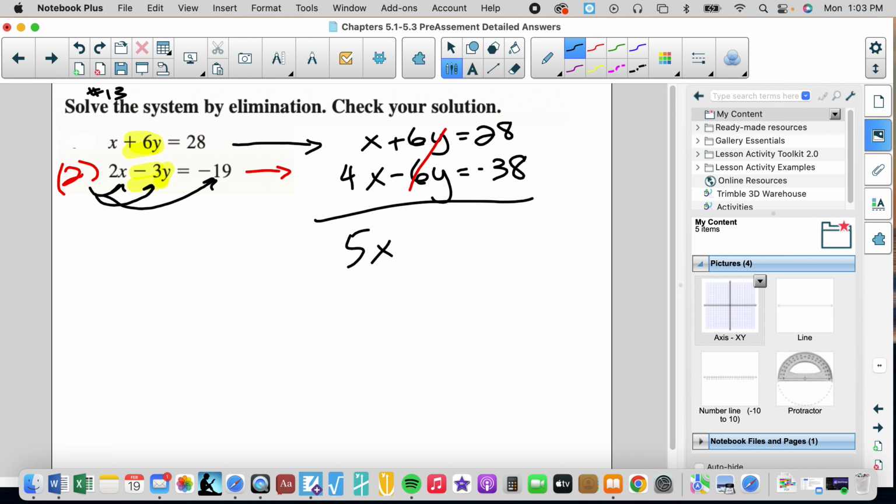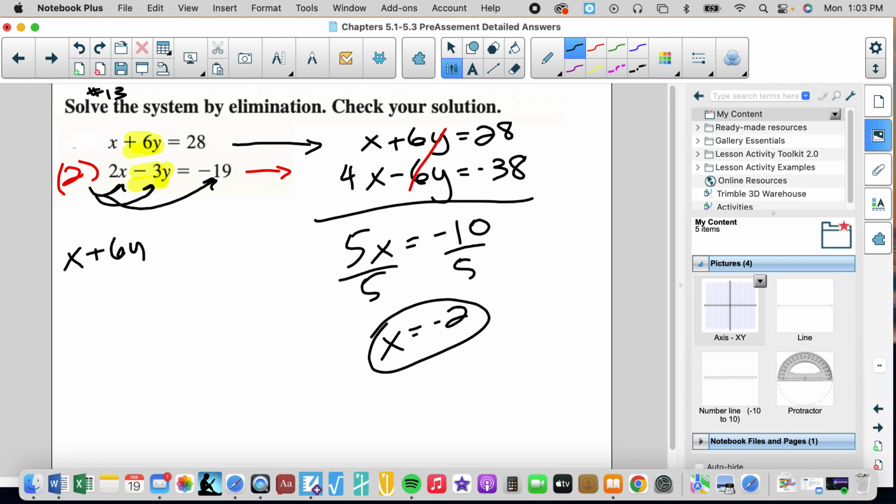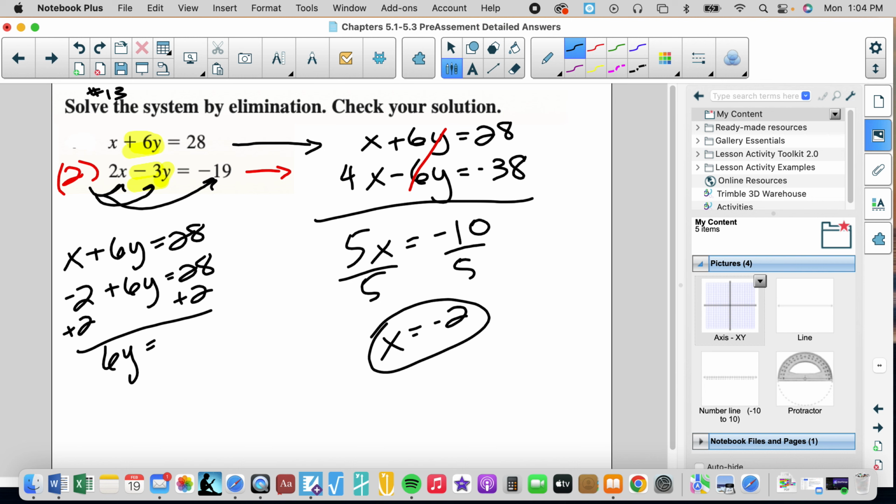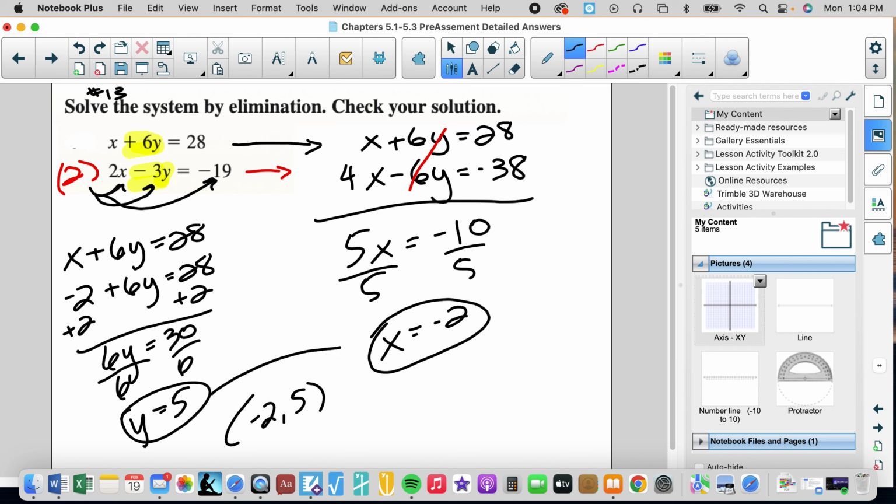We're left with 5x equals negative 10 divided by 5, x equals negative 2. Go back to one of these equations. We're going to use this to find my y, plug in my x value, which eliminates one of the variables. I'm only left with one variable, so that tells me I can solve for the variable y. Divide by 6, y equals 5. So my solution should be negative 2, 5.